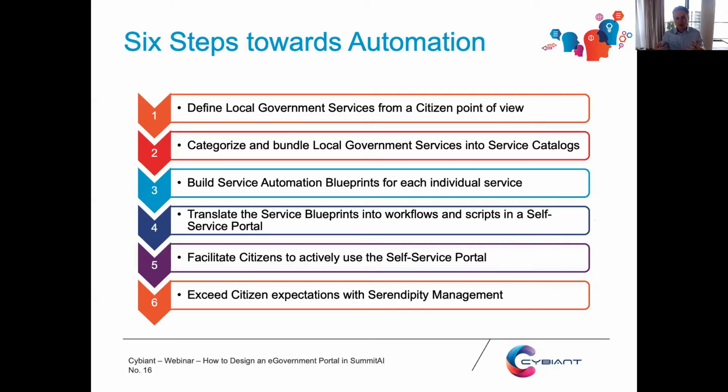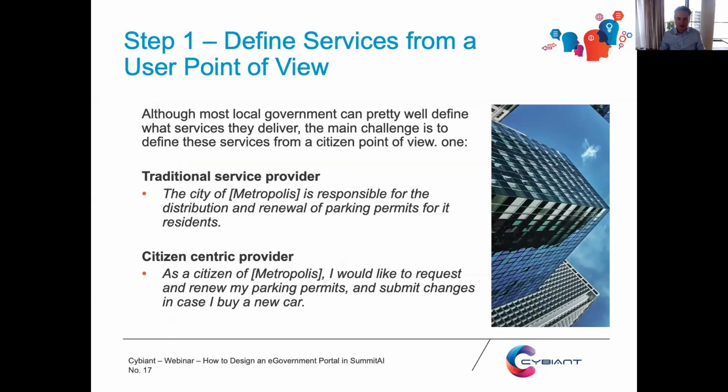And these steps are first to define services from a citizen point of view. Subsequently, to bundle services from different government departments into service catalogs. Then build service automation blueprints for each individual service, translate those blueprints and scripts into the self-service portal that we will see, and then facilitate citizens to actively use them. So in the next couple of slides, I will walk you through these steps individually, and I will keep it brief to give you an overview of what these 6 steps are.